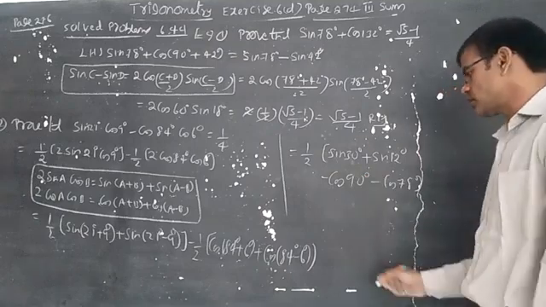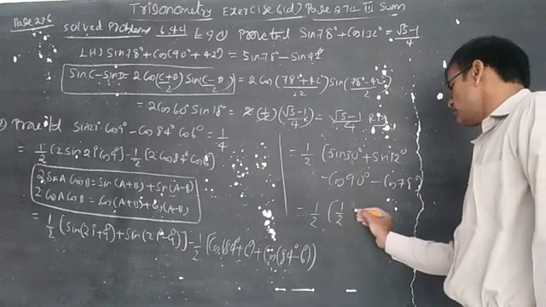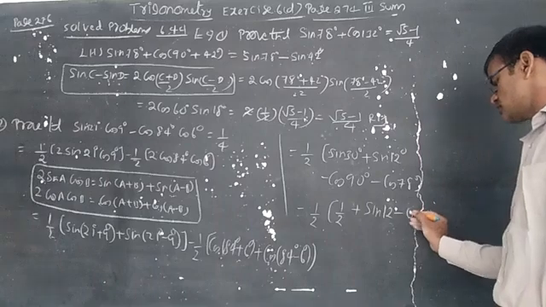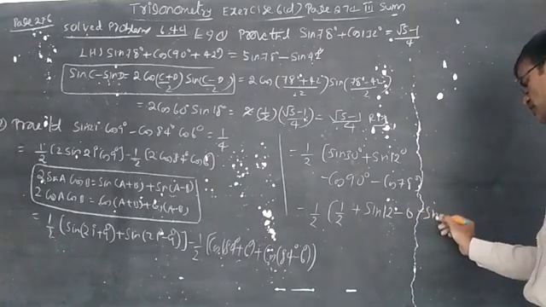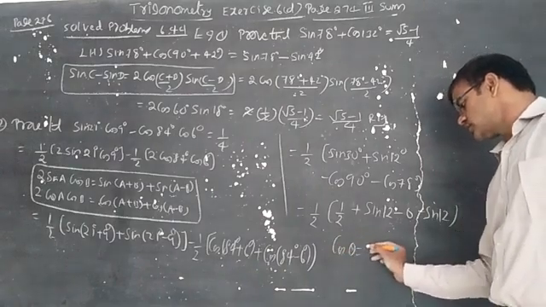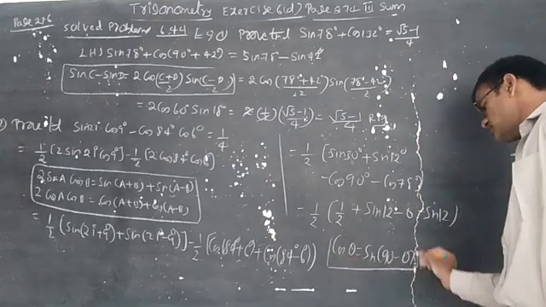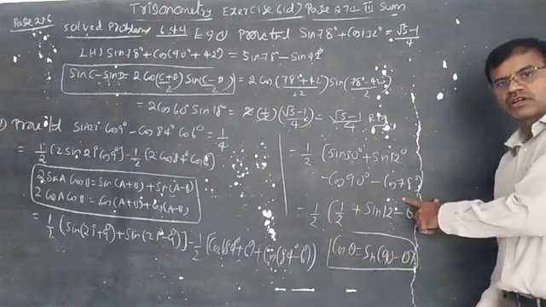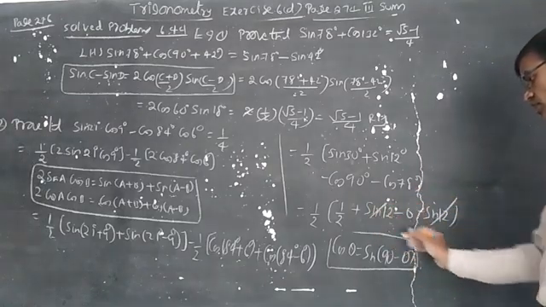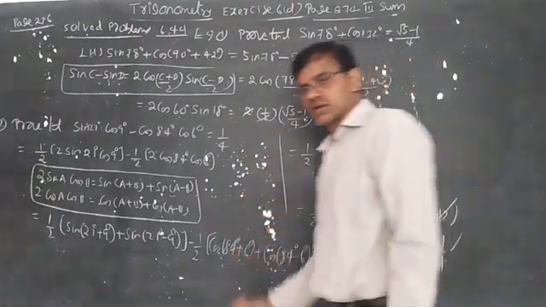Taking 1 by 2 common, that is 1 by 2 into sin 30, whose value is 1 by 2, plus sin 12 minus cos 90, which is 0, minus cos 78. If you know cos theta is equal to sin of (90 minus theta), cos of 78 can be understood as cos of (90 minus 12), which becomes sin 12. So sin 12 gets cancelled. 1 by 2 into 1 by 2 becomes 1 by 4. It is the RHS.